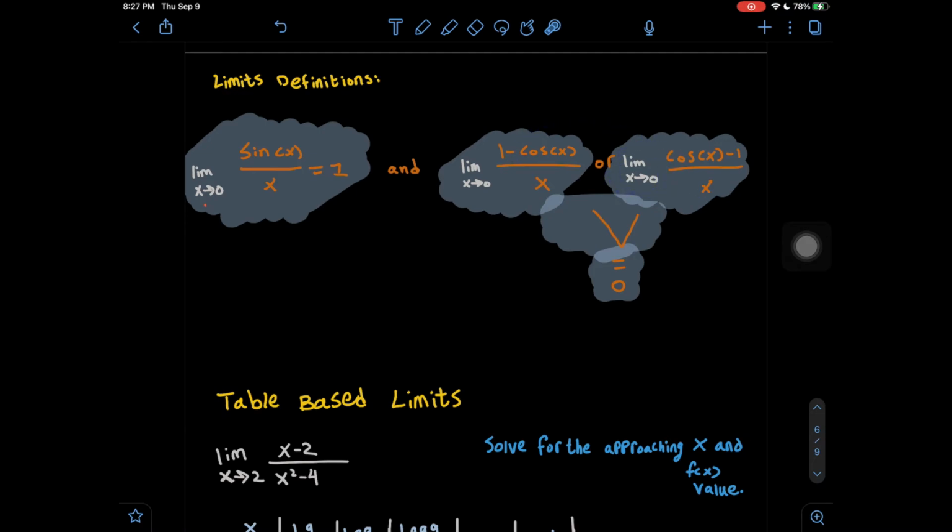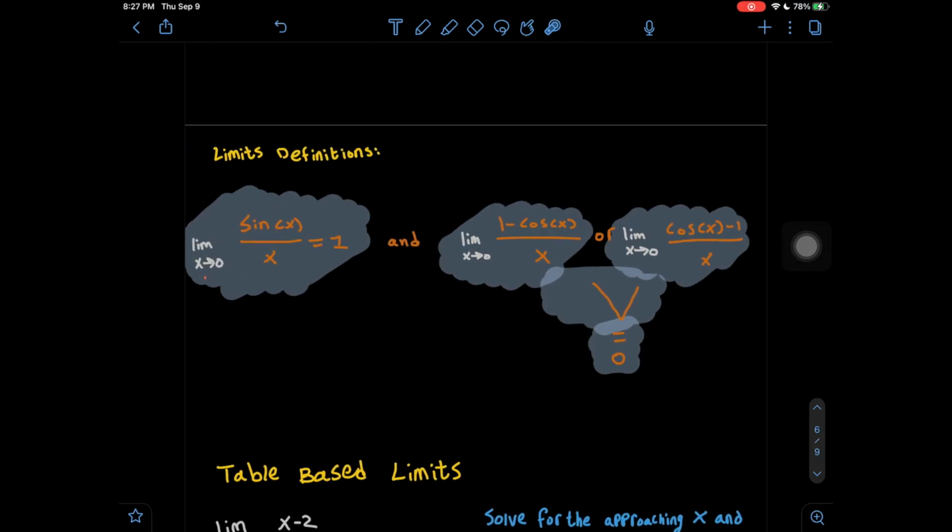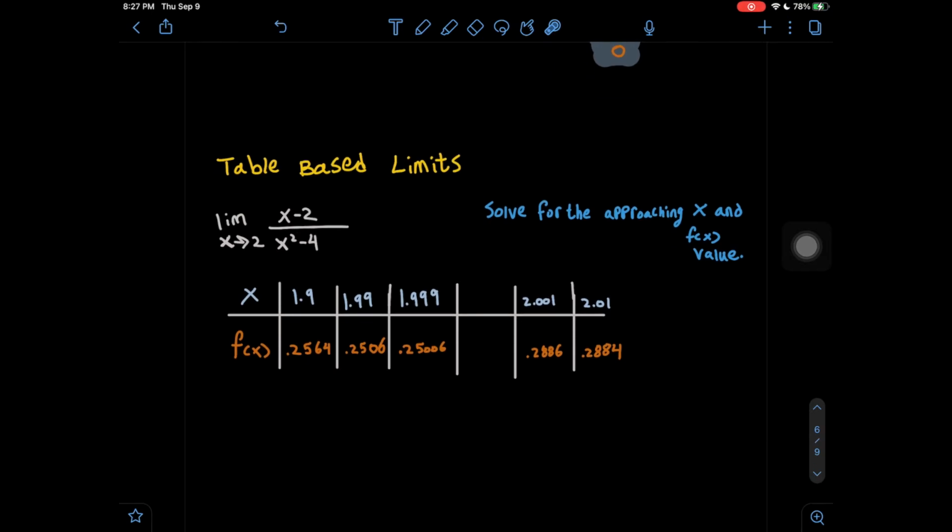Again, the limit as x is approaching 0. These both are equal to 0. You don't have to really prove these with math or justify them. They're just definitions. Now we're going to table-based limits.